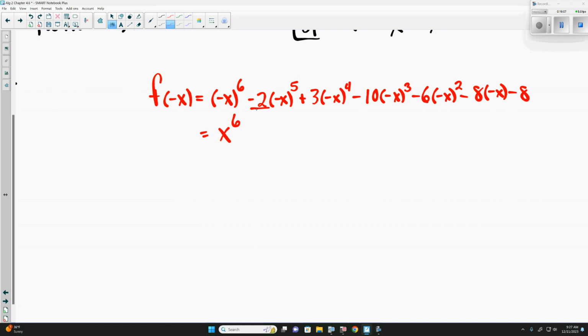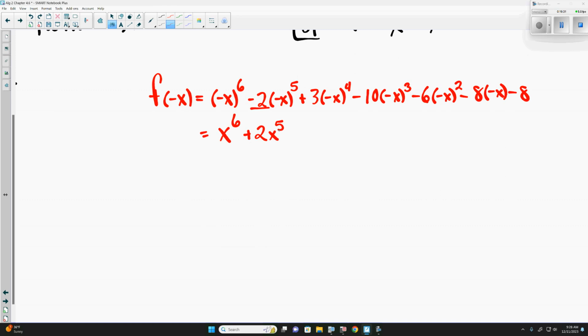Since it's already negative, that negative 2 times a negative is going to make it positive 2. And as we saw in those examples, the power with x stayed the same. It's still x to the 5th, because really what we have is negative 2 times negative x to the 5th. Negative 2 times negative x makes it positive 2.